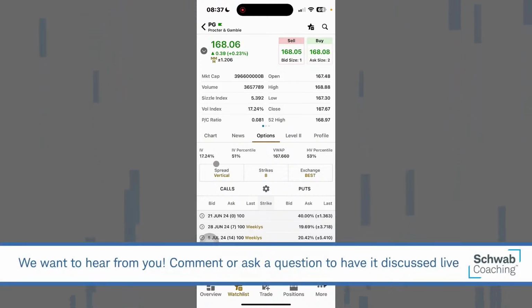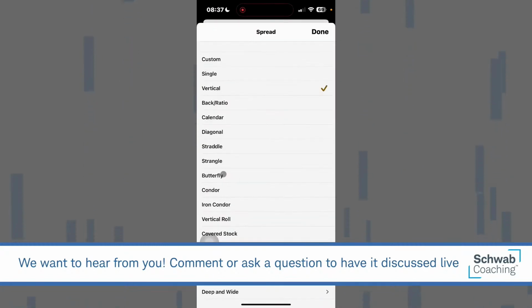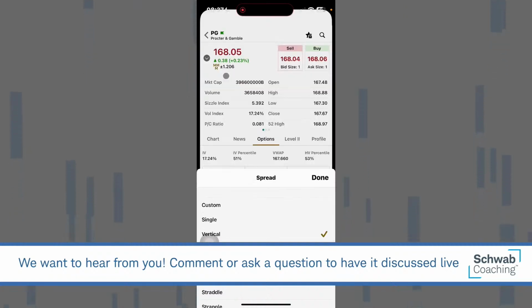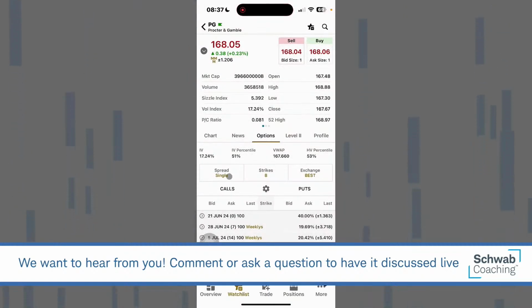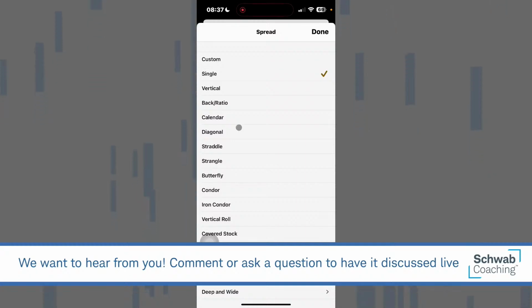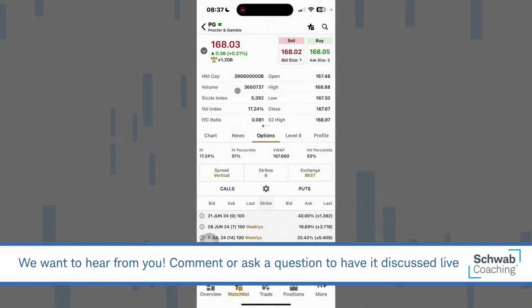You're also going to notice where it says spread. If we're doing, let's say, advanced options, we want to make sure that if I click on that, what does it do? Well, yours might just say single. Single would be like you're buying a call, you're selling a call, you're buying a put, you're selling a put, etc. We don't want to do single. We want to do advanced options like verticals, diagonals, things like that. We're now going to click on single, go to vertical. Okay, that's not too bad.